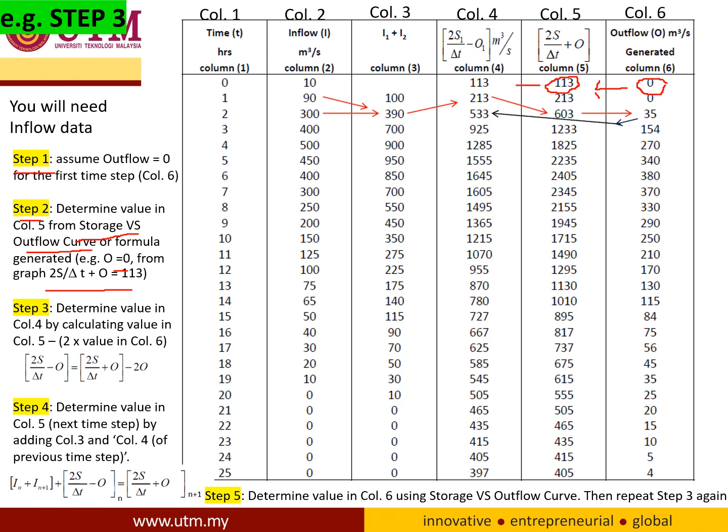Next you can move on. Now you want to calculate column 4. For column 4, this is where we use the continuity equation here. So you just need to follow this formula. For column 4, it is 2S over dt minus outflow. Here it's the same: 2S over dt minus outflow.